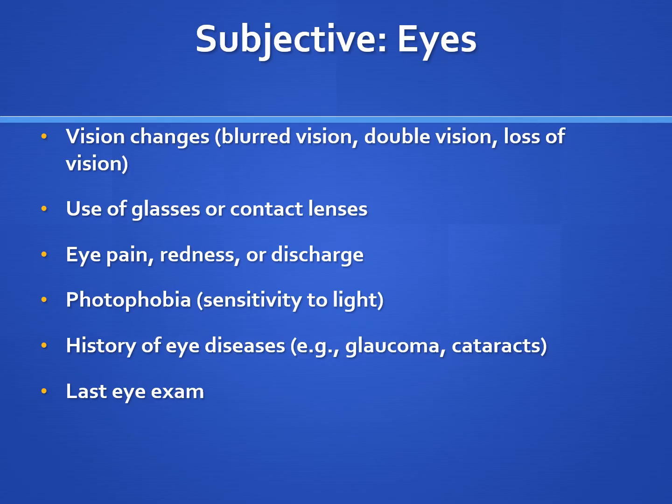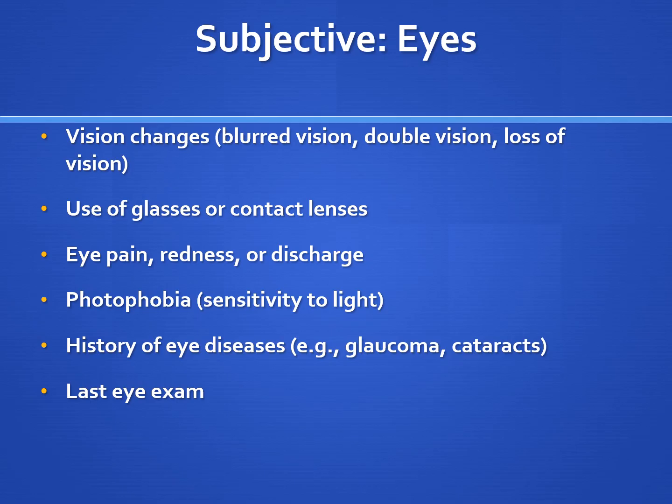Eye pain, redness, or discharge, we want to ask about discomfort or visible changes, thinking about infection like conjunctivitis or inflammation. And the type of discharge really matters. Is it clear versus thick versus purulent? Any light sensitivity, like photophobia? This can indicate an infection, inflammation, or neurologic irritation, and it's often overlooked.